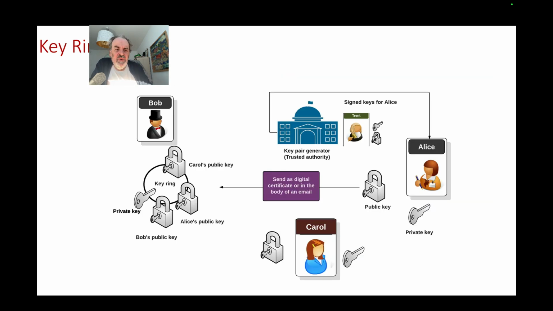And finally, if we want to store public keys of the people that we're communicating with, then we can create a keyring with all the public keys of the entities that we're communicating with, and we can also put our own private key on there when we want to sign for things.